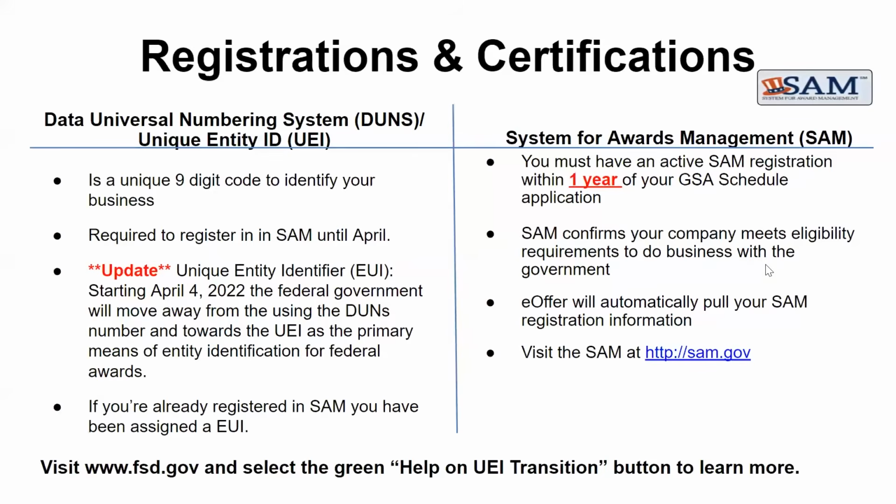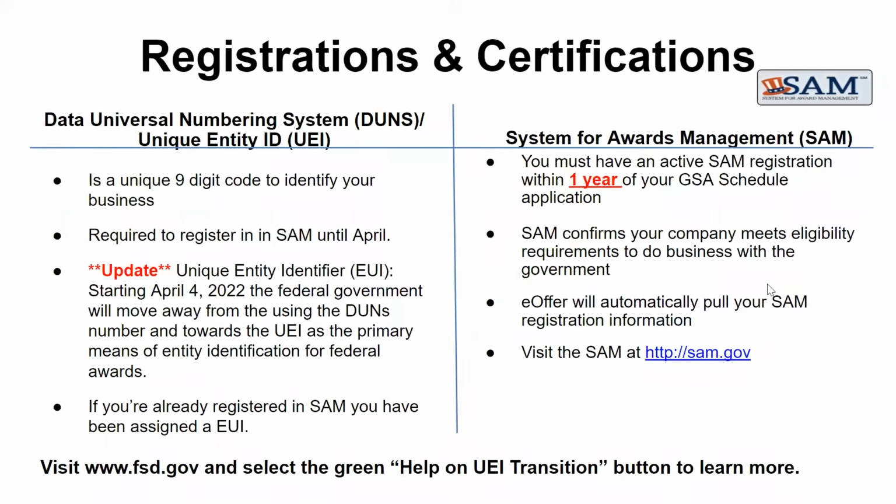So let's keep going. Registrations and certifications. We've talked about prerequisites, so now let's move on to registrations and certifications. There's an update here. You'll need a DUNS number right now, because you need a DUNS number to register in SAM. However, starting April 4th, we are moving away from the DUNS number and transitioning to something called the unique entity ID, also referred to as your UEI number.